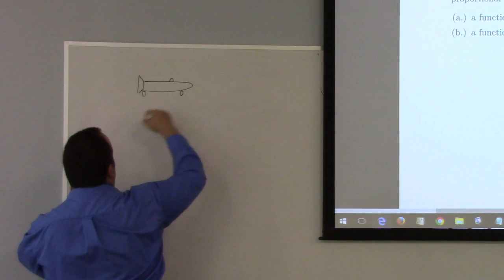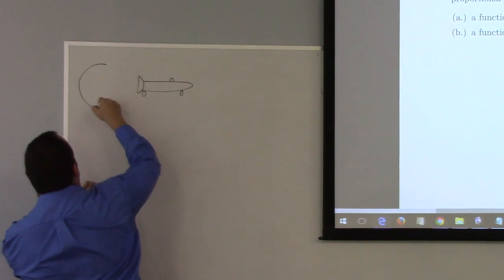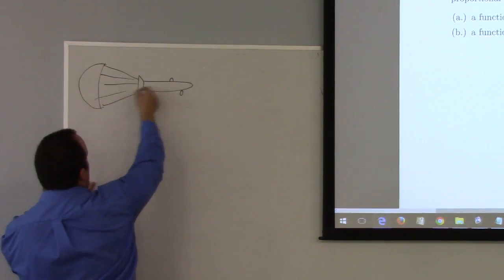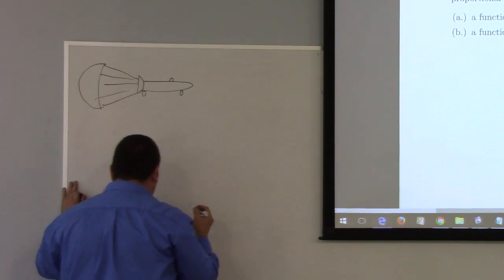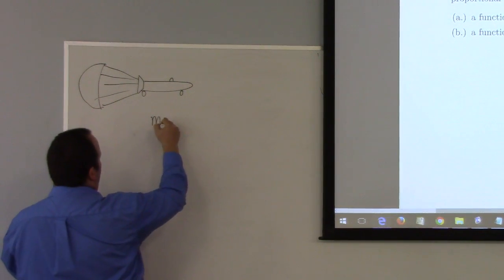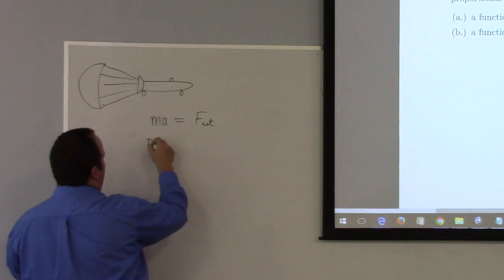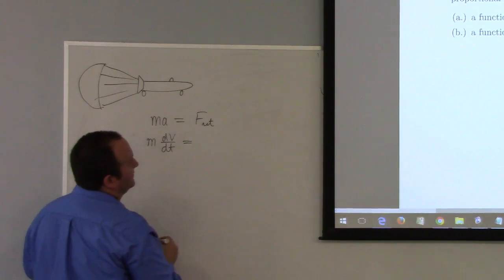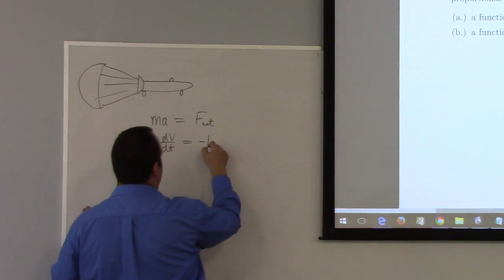Anyway, you get the idea. Parachute. I can't draw a parachute. Whatever. So you've got ma is equal to the net force, right? So here we've got m dv/dt. What's the net force? It's the force of friction, which is what? Minus kv cubed, right?